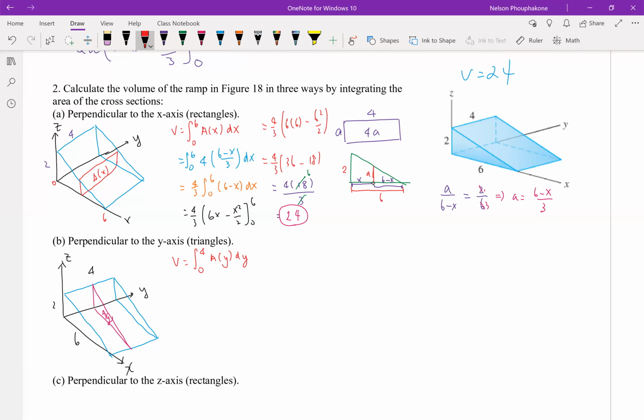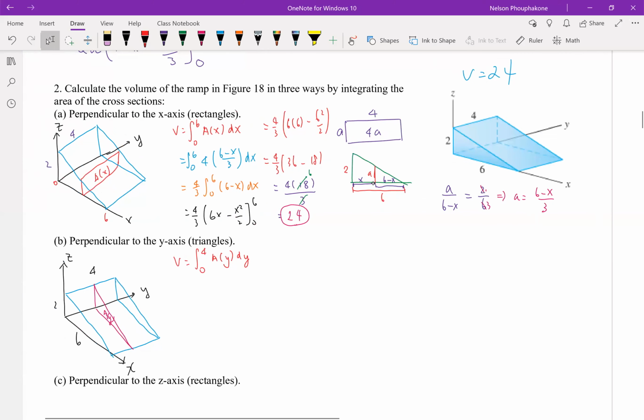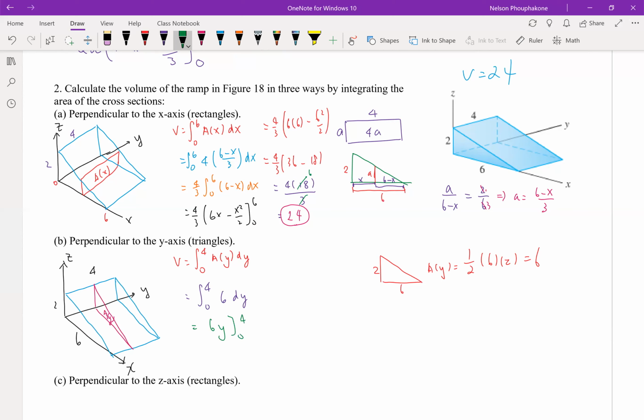But one thing about this is, now you will see that the cross sections, the area of the cross section basically is all the same. This is 2, this is 6 right here. So therefore you will see that A of y basically is 1/2 base times height, which is equal to 6. So this becomes a little bit easy now. So I will have between 0 and 4 of 6 dy. Then now I will have 6y integrated between 0 and 4. Of course, in this case, I will have 24.